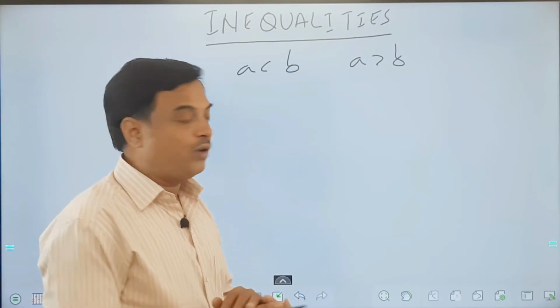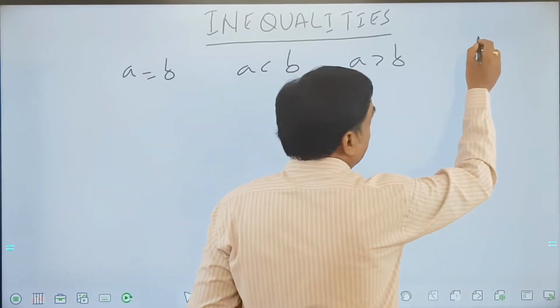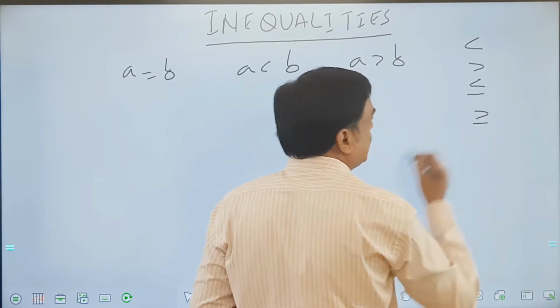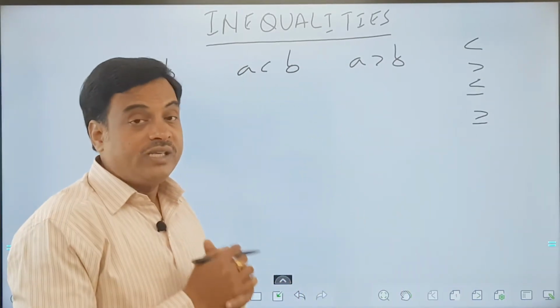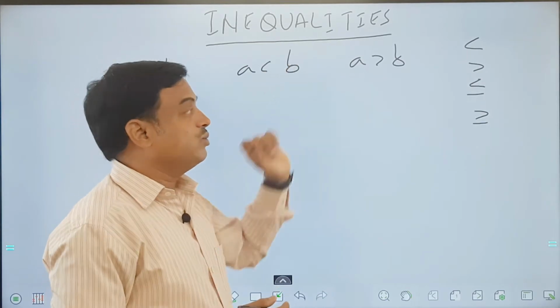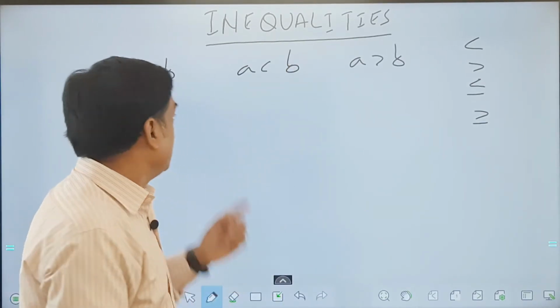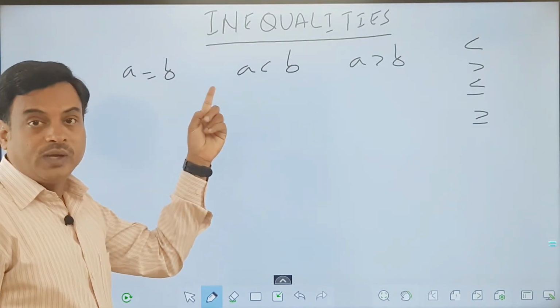So you might have got it now. If I am using symbols like less than, greater than, less than or equal to, greater than or equal to, then we say this expression is called an inequality, whereas this one is called an equation.